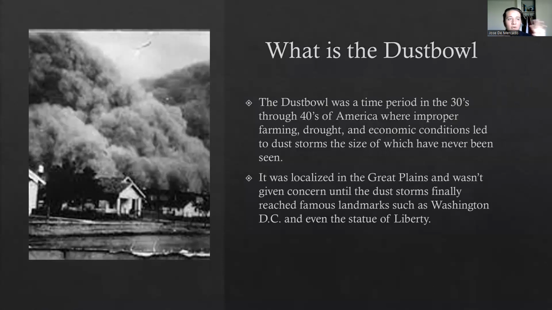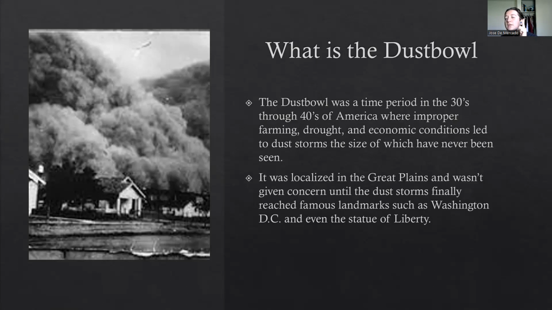It was primarily localized in the Great Plains region, which is something people don't really like to drive out to unless you like going to Oklahoma or Idaho. But if you do, nothing against you. Idaho is famous for the potatoes. That's pretty cool.